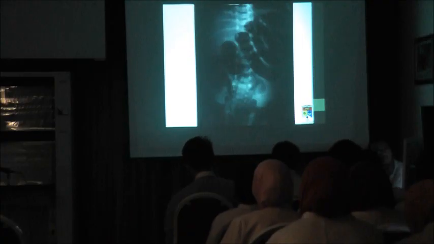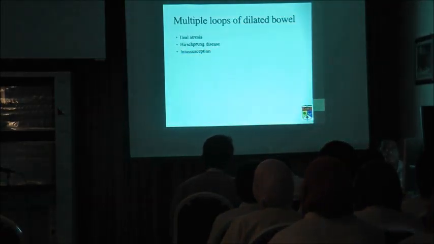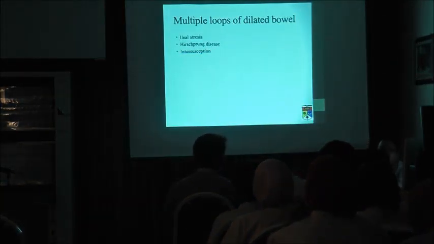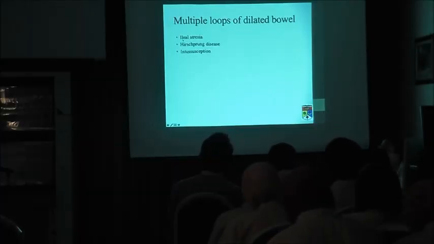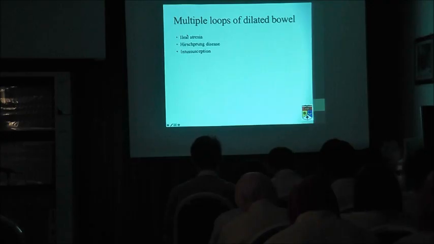Alright. So we have seen sign of single bubble, double bubble. What happens if there are multiple loops of dilated bowel? So it means that the obstruction will be more distal, right? So the causes will be more distal. So it will involve the ileum or the large bowel itself. So you can have either atresia, Hirschsprung disease, or intussusception. These three are the common causes of neonatal or child obstruction. Alright.